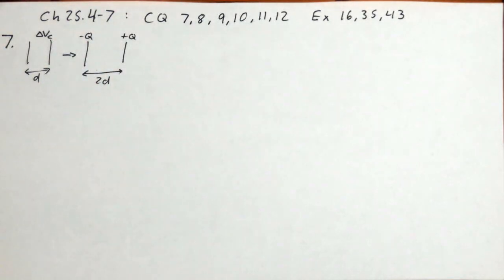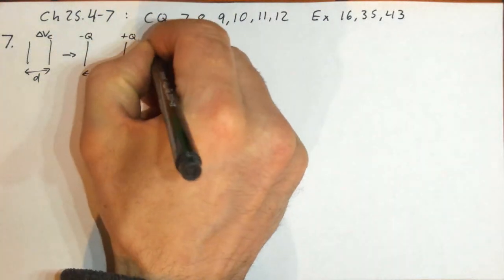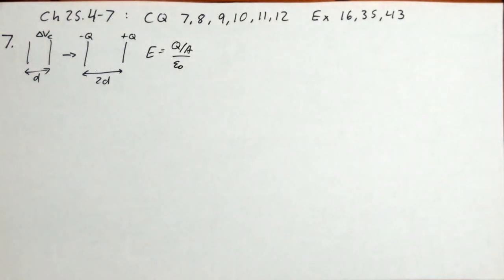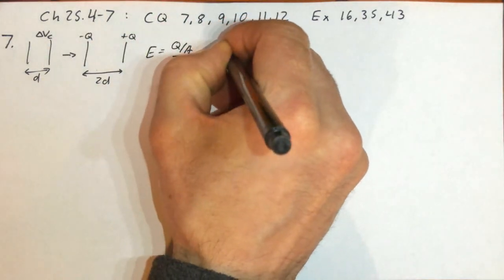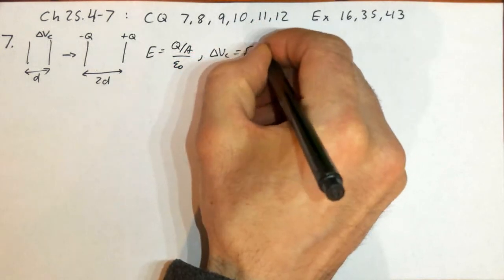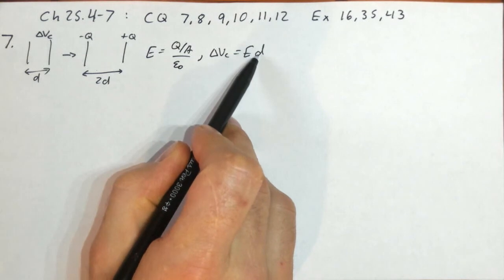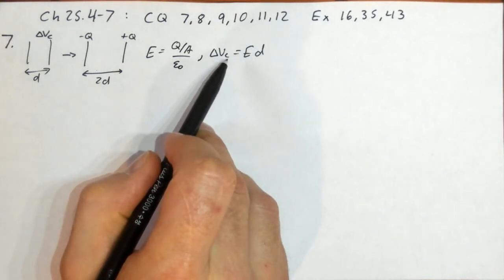Okay, well, what about the electric field? What does electric field depend on for a capacitor? The electric field is Q over A over epsilon 0. Does that depend on the gap? It doesn't. And so the electric field remains constant as well. And then finally, what happens to the potential difference across the plates? Well, the potential difference does depend on the gap. So the electric field stayed the same, but if the gap doubled, then the potential difference doubled.